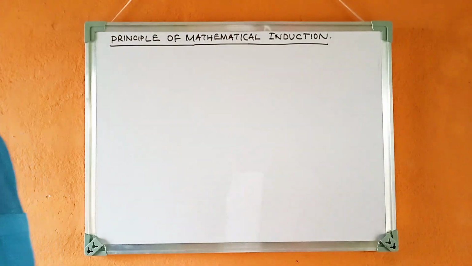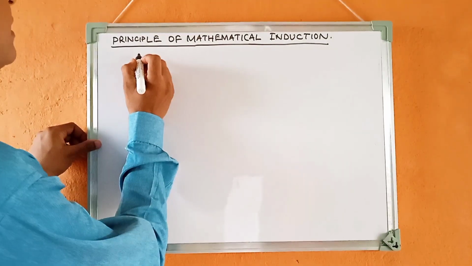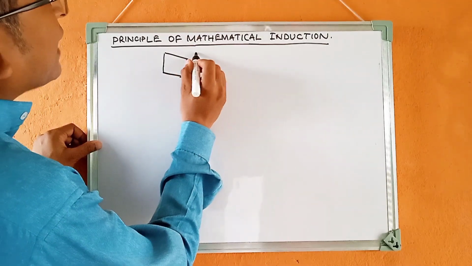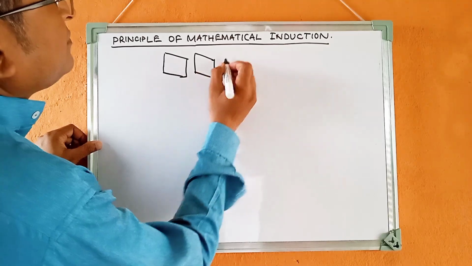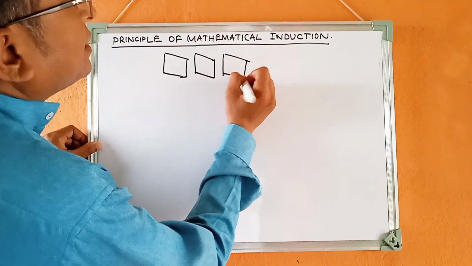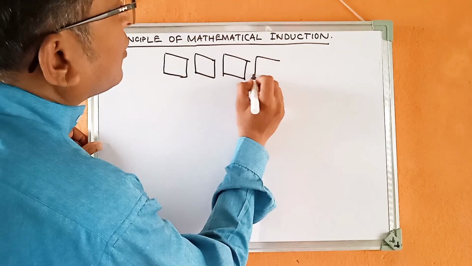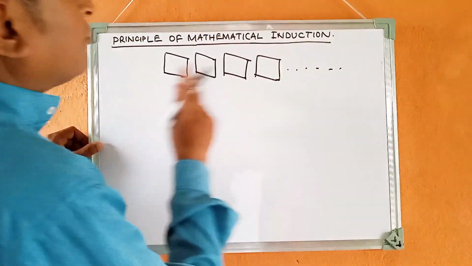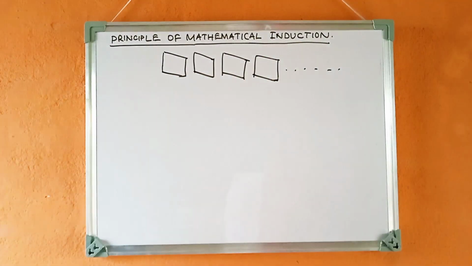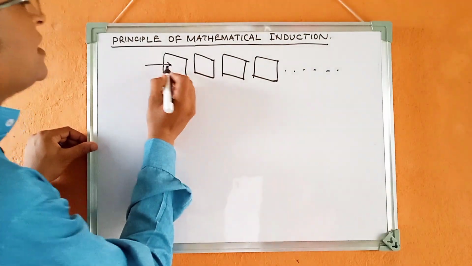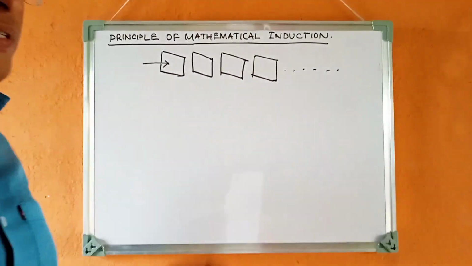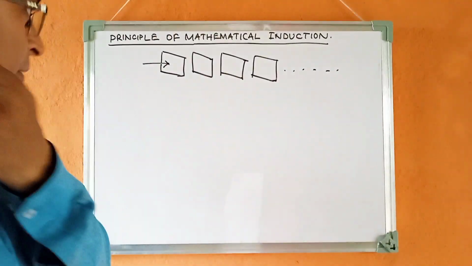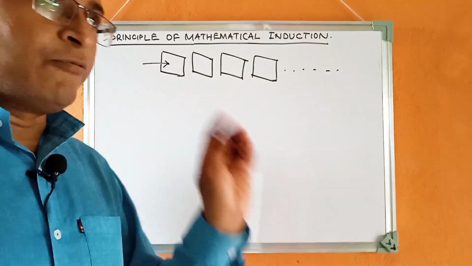Suppose a set of thin rectangular tiles. Everyone see here. Suppose so many thin rectangular tiles are arranged one by one in a queue, in this way: 1, 2, 3, 4, dot, dot, dot, that means so many. Suppose we push the first tile in this direction. So what happens? The first tile falls, then the second tile falls, then the third tile falls, then the fourth tile falls, and so on. Now check whether all the tiles fall or not.